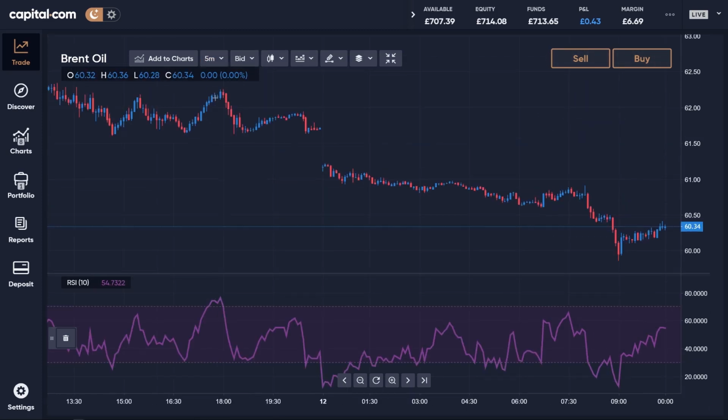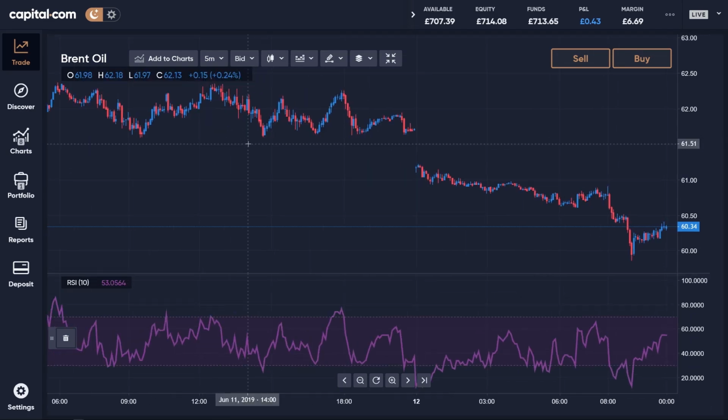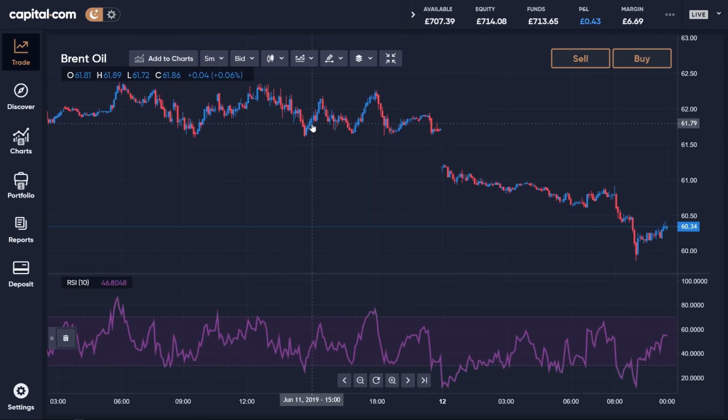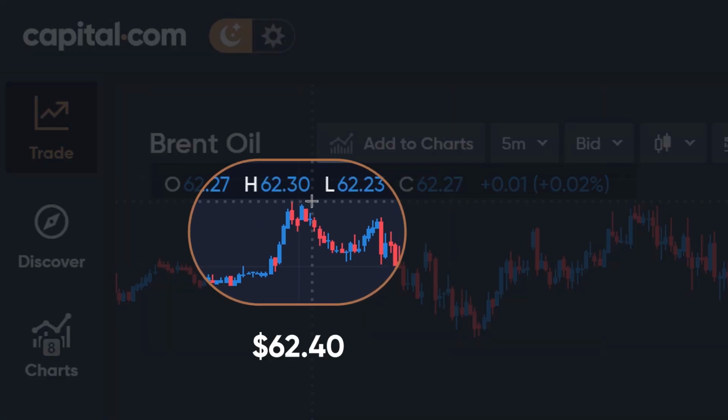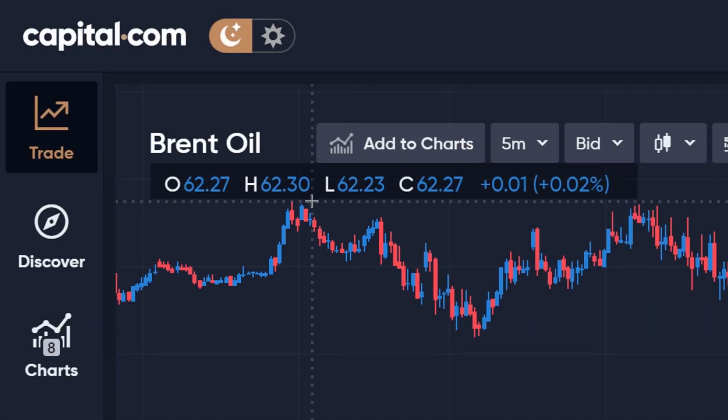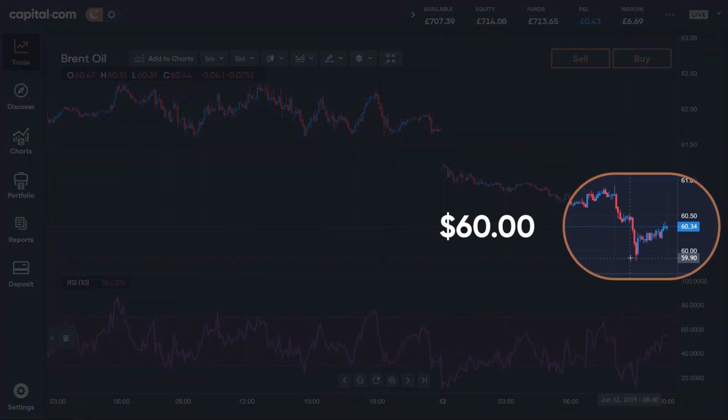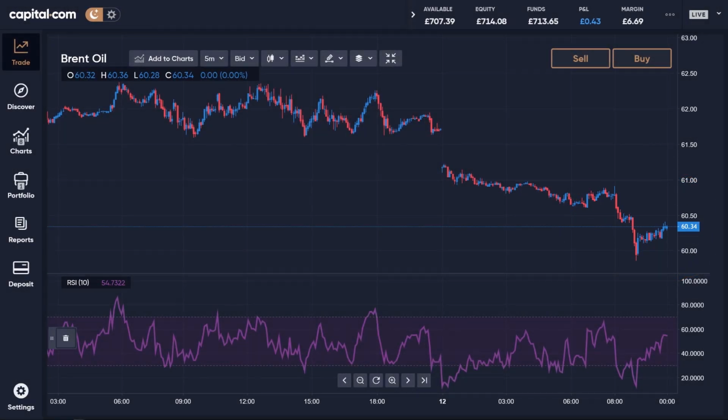But if we change this to a short-term chart and look at just the last couple of days or so, again, we've seen Brent crude trade as high as 62.40 a barrel, and then slip below $60 a barrel. So again, more than a $2 move over a couple of days, and it's this sort of volatility, short, medium, and long term, that means oil is likely to continue being a really popular market for short-term traders all around the world. When it comes to trading these markets with Capital.com, it's really straightforward.